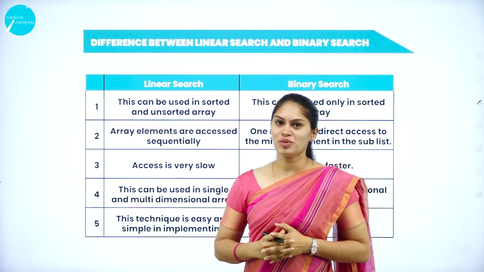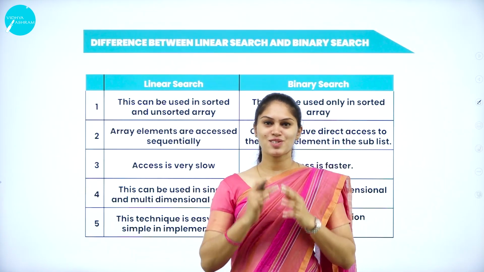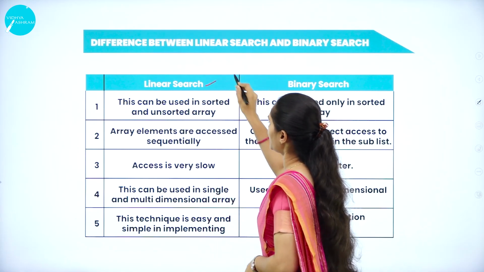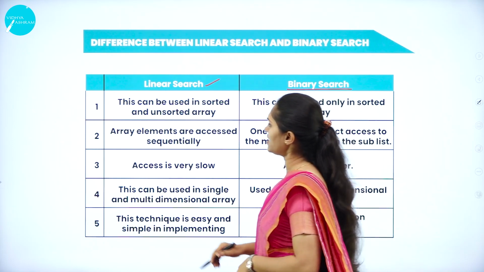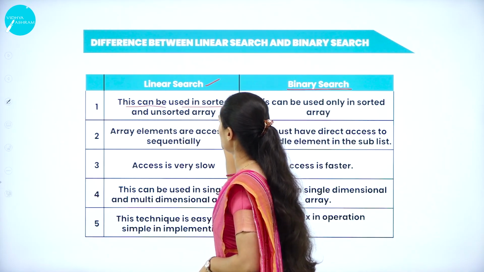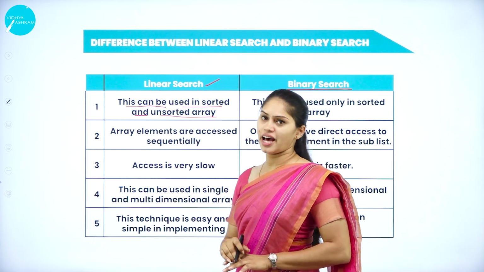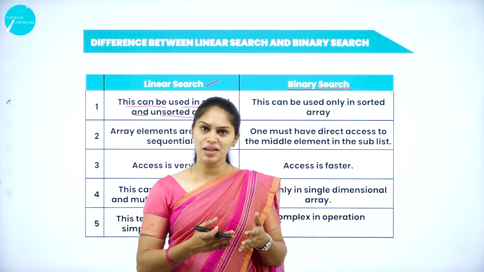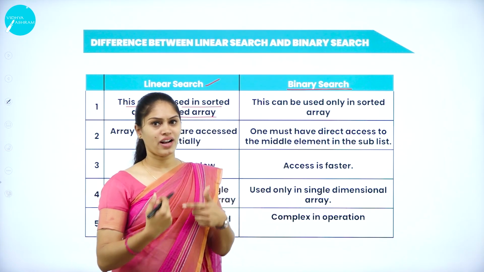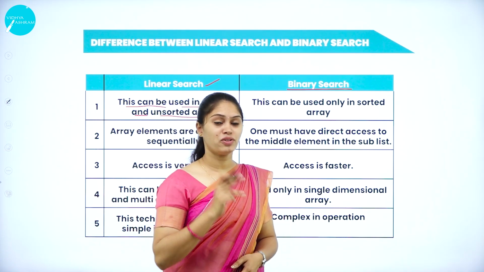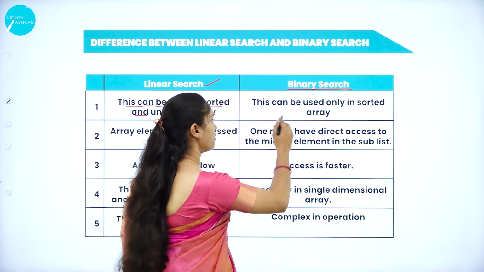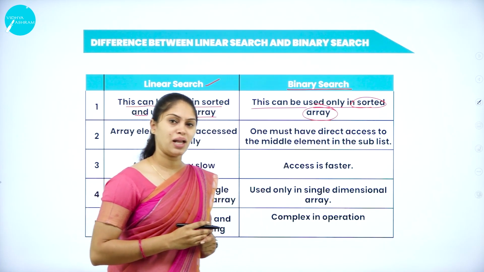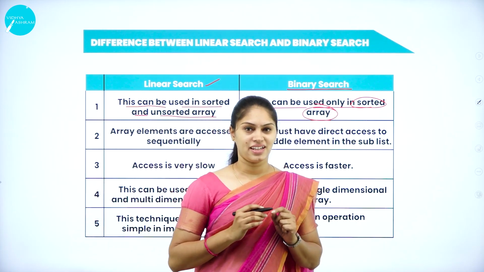So now we got to know about the linear search and binary search. Now we'll see the difference between binary search and linear search. In linear search, this can be used in sorted and unsorted arrays. As I told you, a linear search can work whether the elements are in sorted or unsorted format. But what if you are performing binary search? At that time, the elements must be in a sorted array. Then only we can perform binary search.